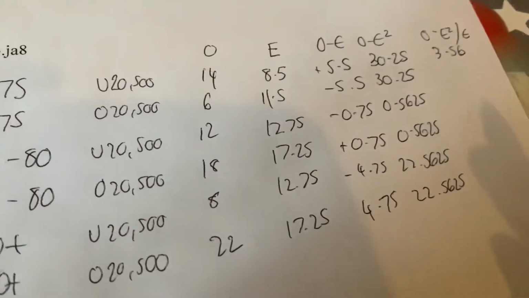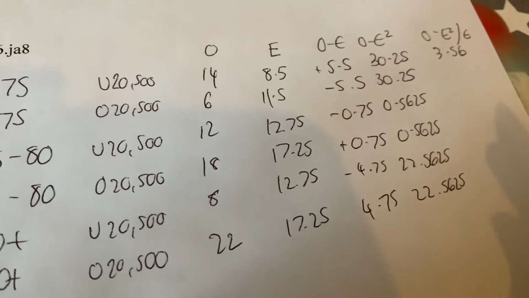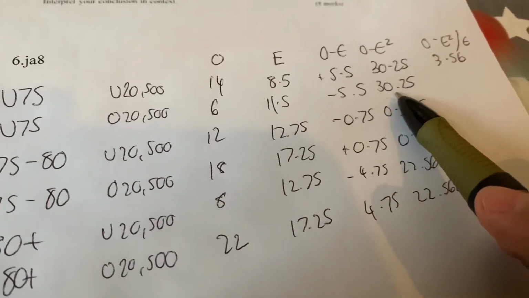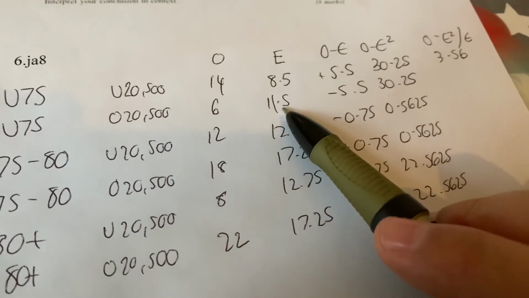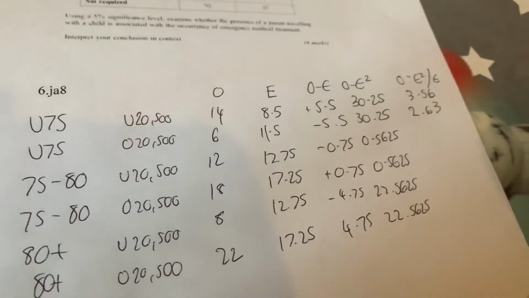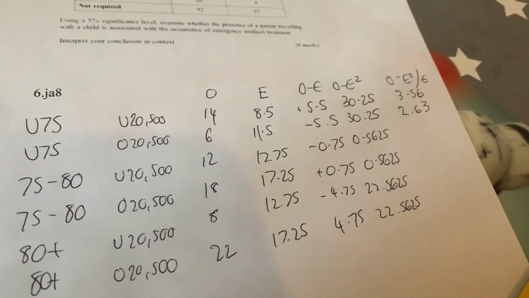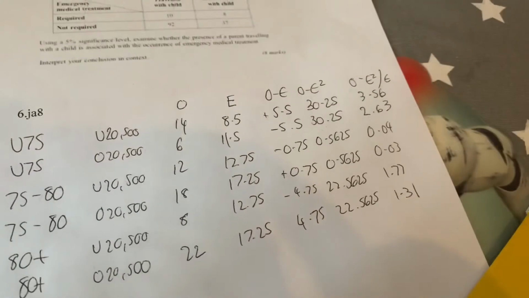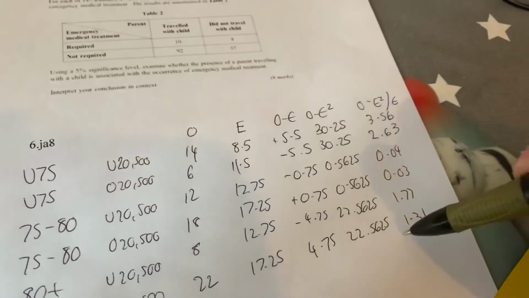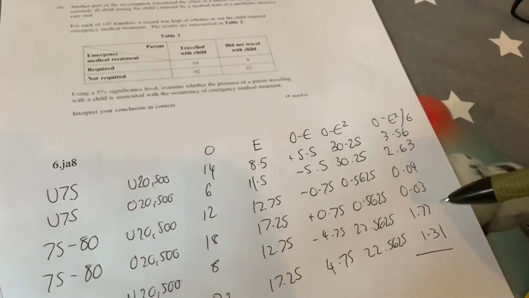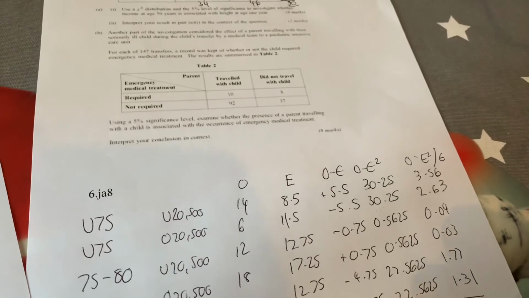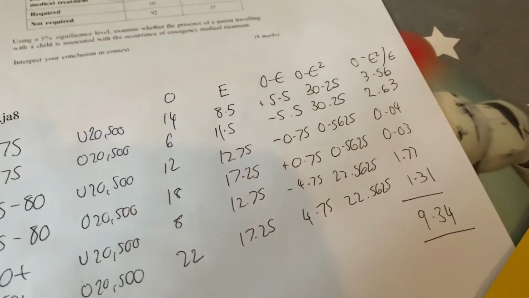3.56. I'm not a mathematical genius, by the way. I've worked it out earlier. I'm just adding it in. We can see this one here, 30.25 divided by 11.5 is 2.63. And I'm going to do that for each on the columns. And you can see I've done all that column now. And all I'm going to do is work out the total of this column here, which comes to 9.34.